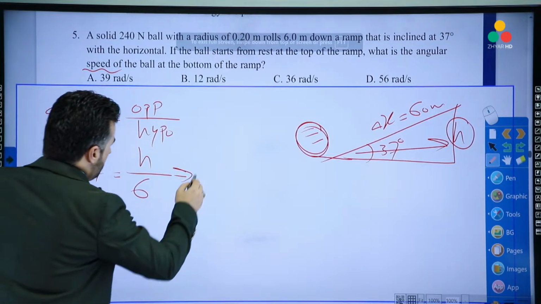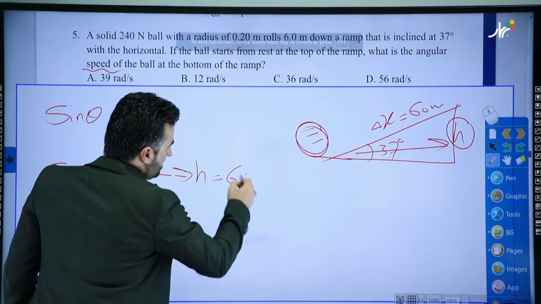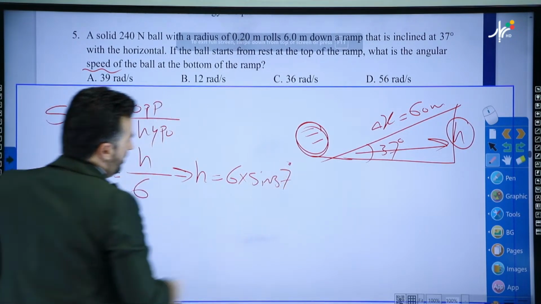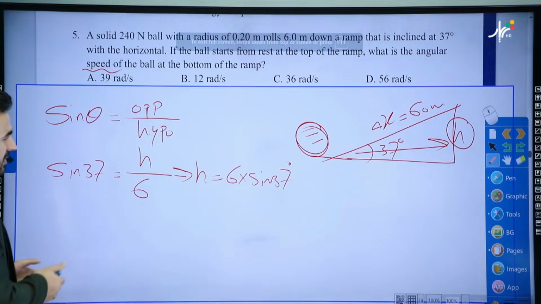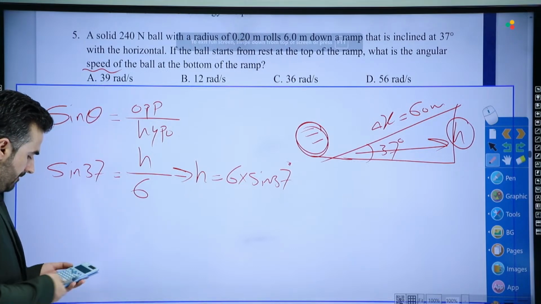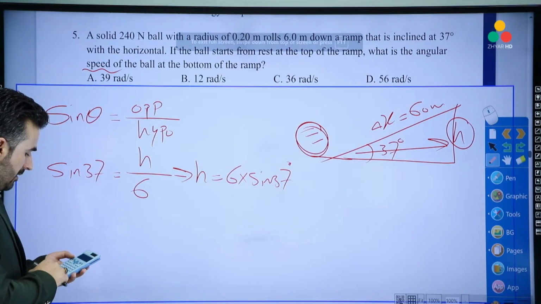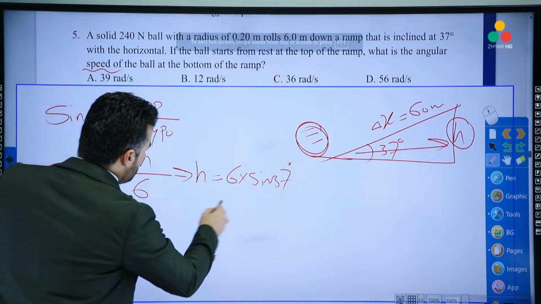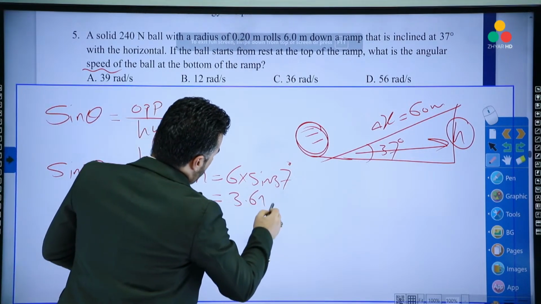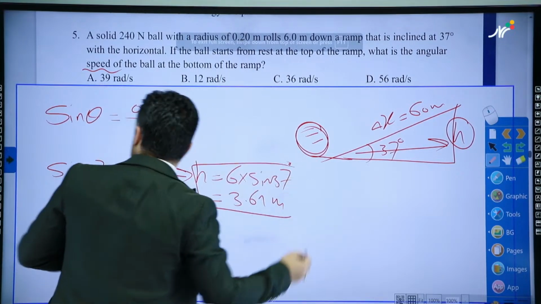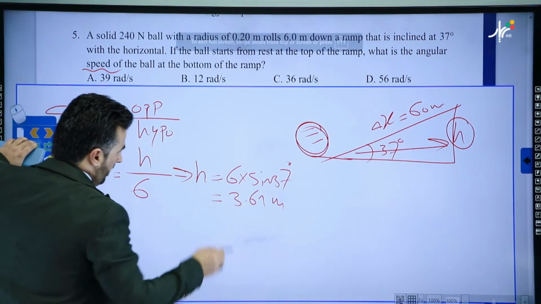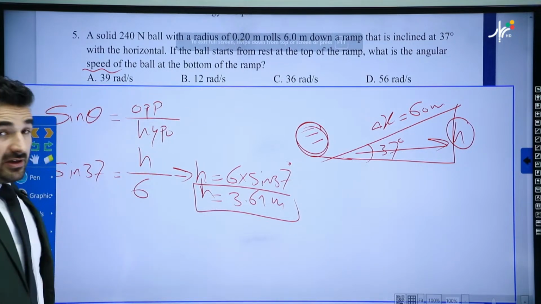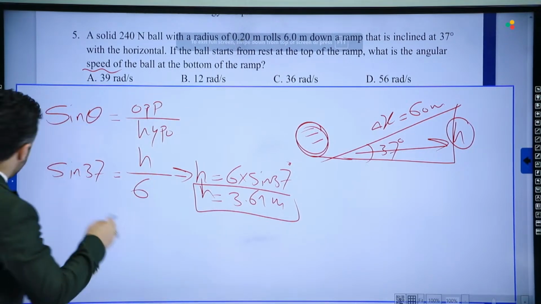Now, in order to find the height equal to 6 times sine 37 degrees, let's find the answer to this one here. Okay, so 6 times sine 37, we'll get 3.61. So the height is 3.61 meter. That is the height. Let's not circle the whole thing, yeah? So the height is 3.61.